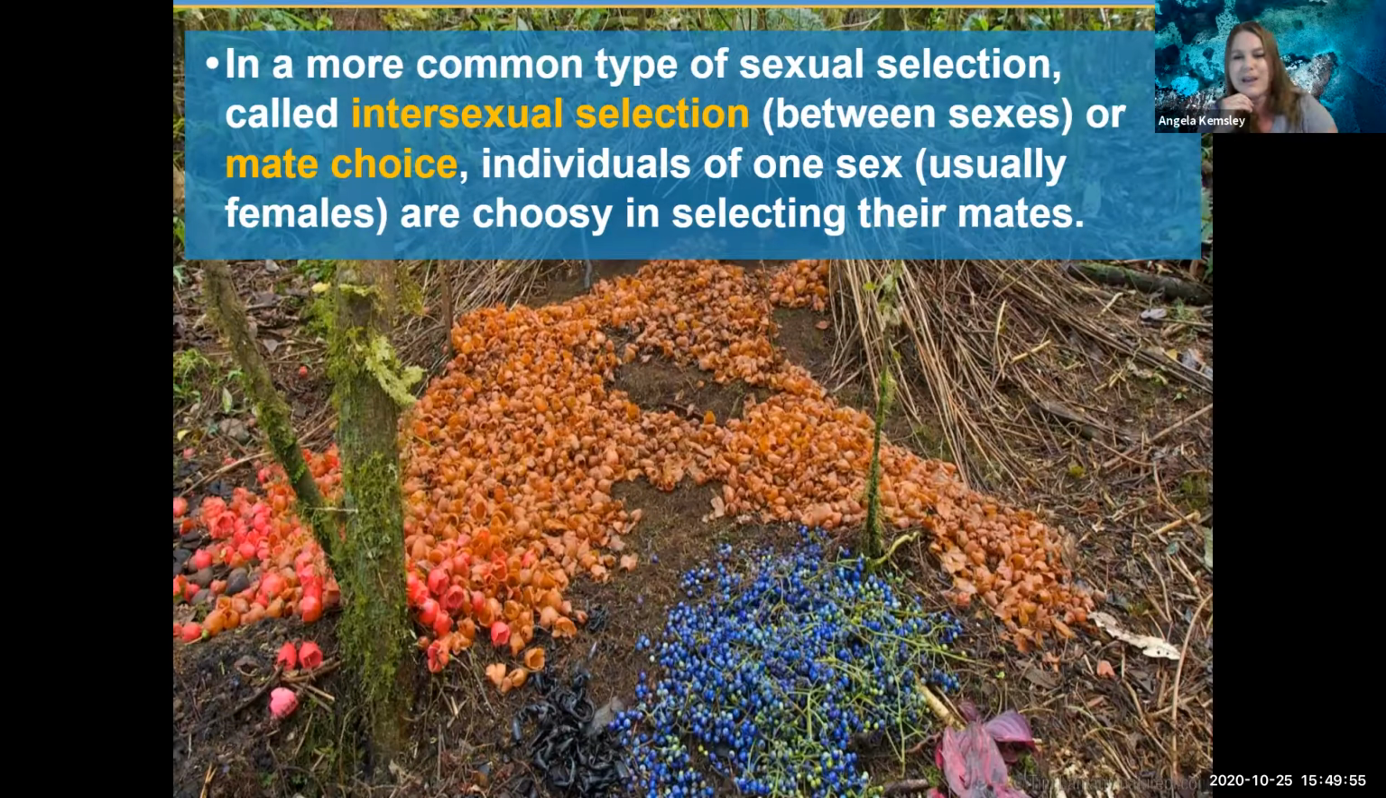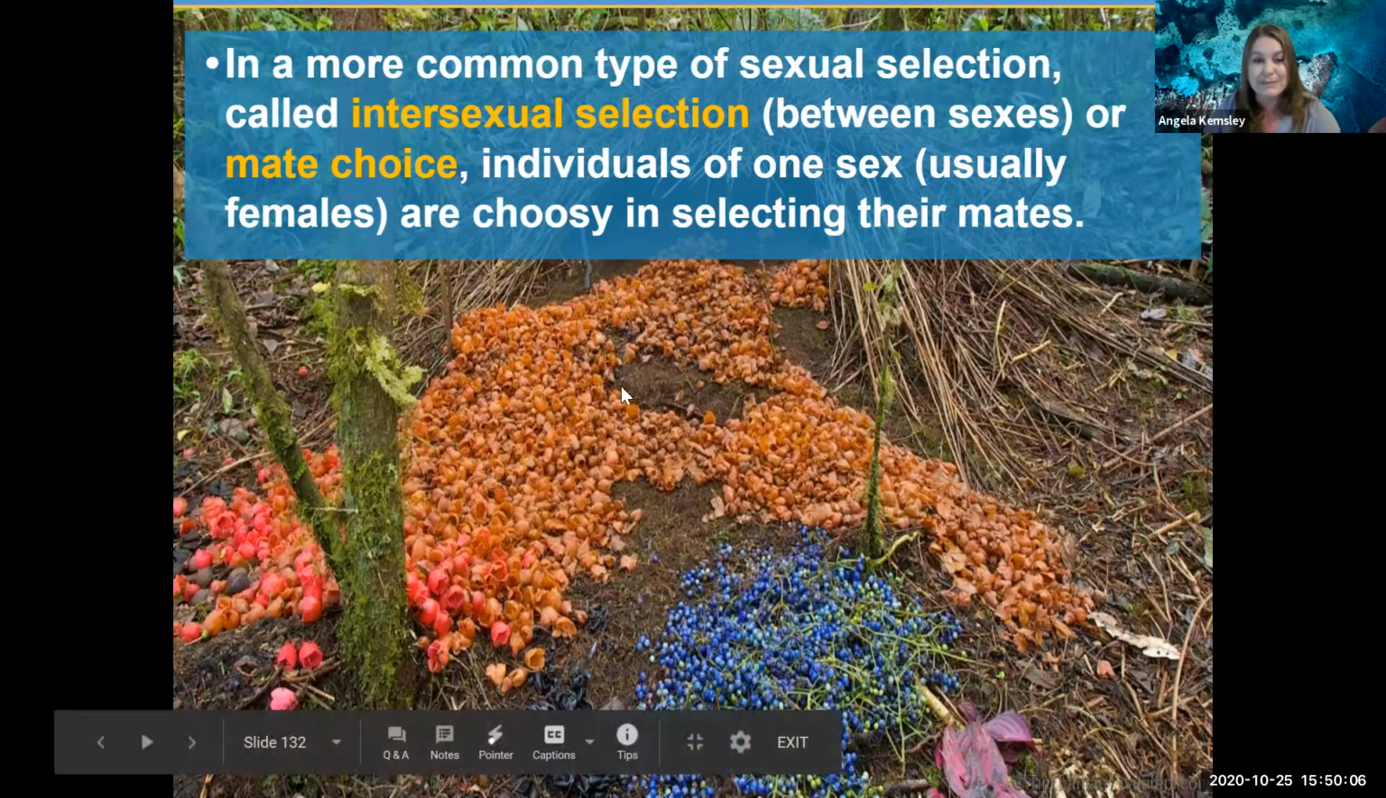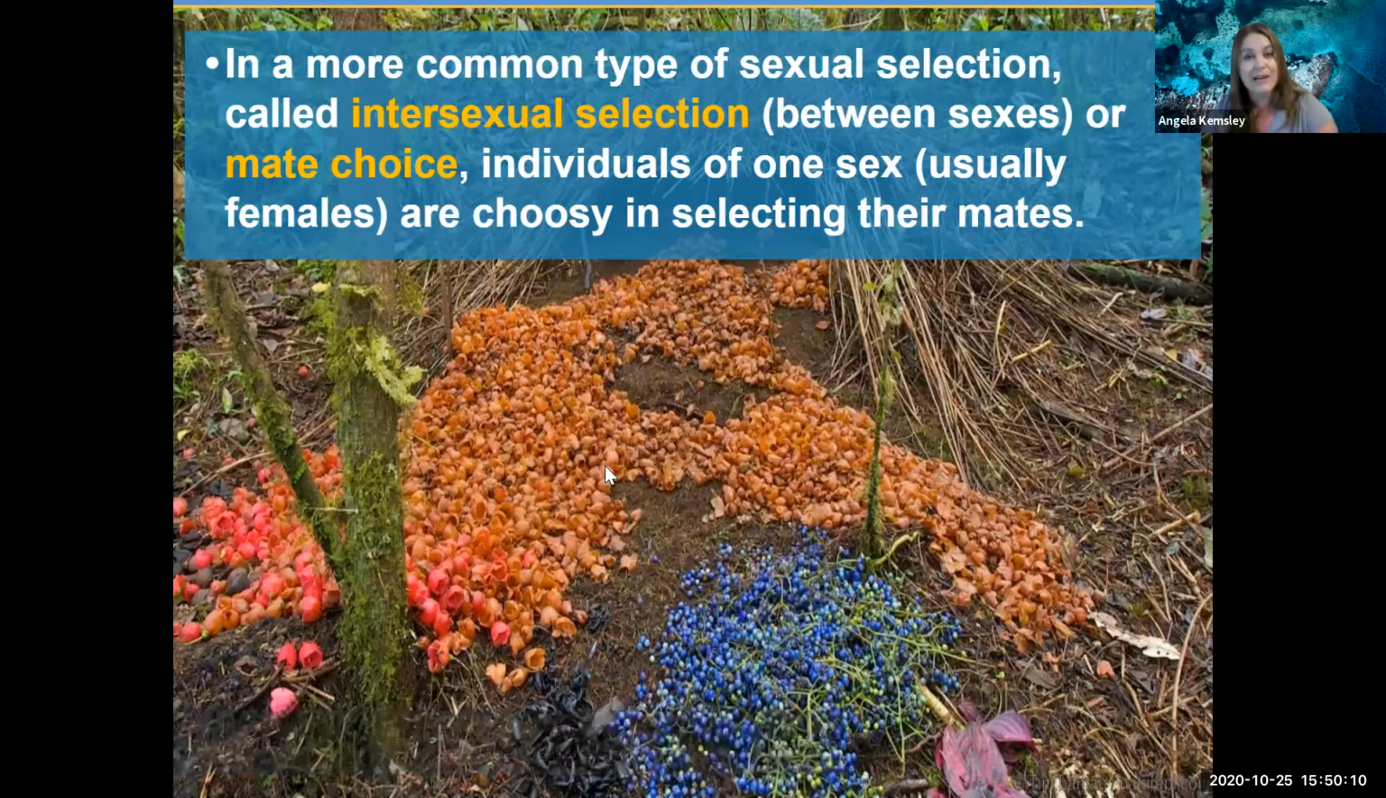And each male has a different favorite color, some like orange, some like blue, some like red, some like green, and they'll collect different flowers and rocks and sticks, sometimes trash, and they'll build these really elaborate displays out front of their bower. And then the females will parade in front of the bowers and choose their mate based on whose bower they think is the prettiest. So that is an example of intersexual selection.